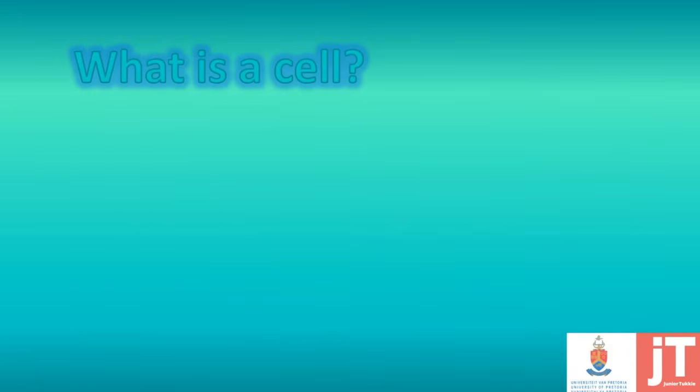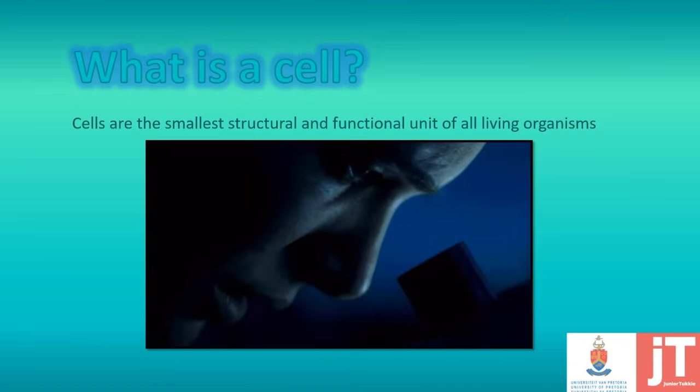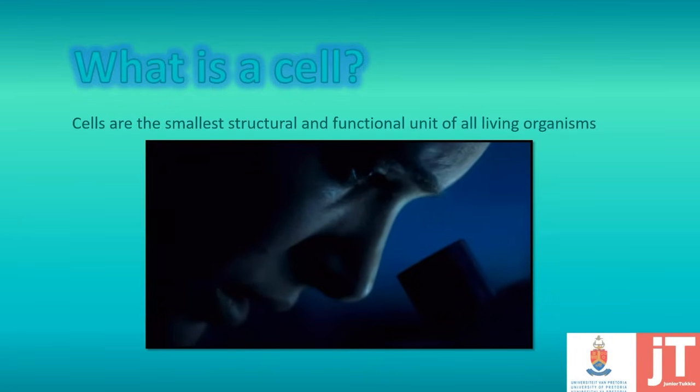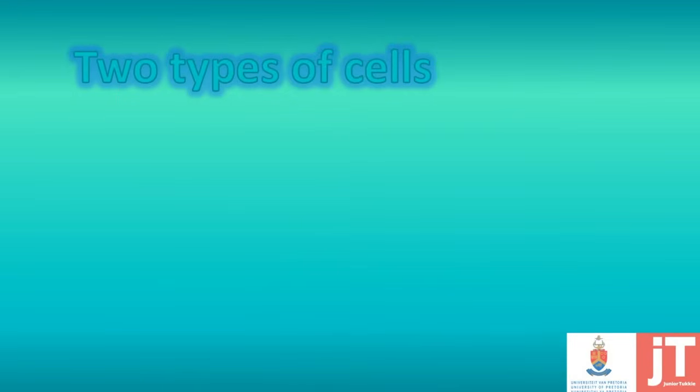So what is a cell? A cell is a microscopic structure. It's the smallest structural and functional unit of a living organism. It ensures that an organism functions the way it has to, and that all comes from a small little microscopic cell. So let's have a look at two types of cells which we will find.